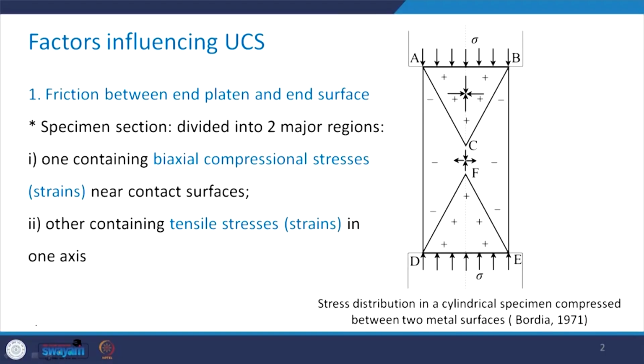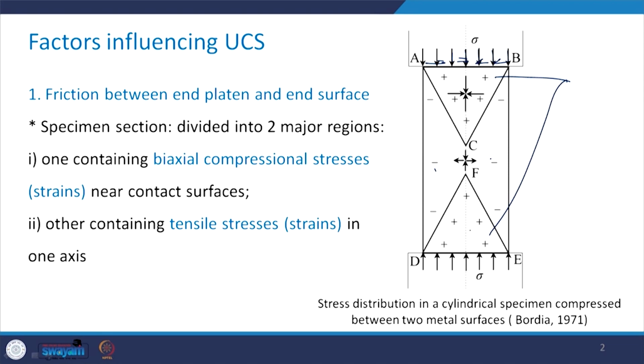Let us see that. This specimen section can be divided into two major regions. Take a look at this figure. One is these two conical portions and the other one is the remaining portion. Now, see what is happening, because here this vertical load, this axial load, has been applied and there is a presence of the friction. So, what is happening in the zones which are near to the ends?